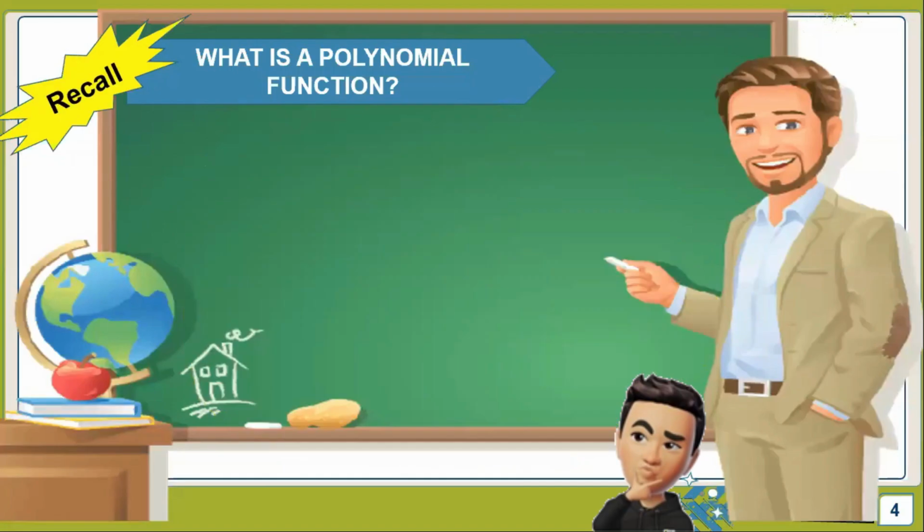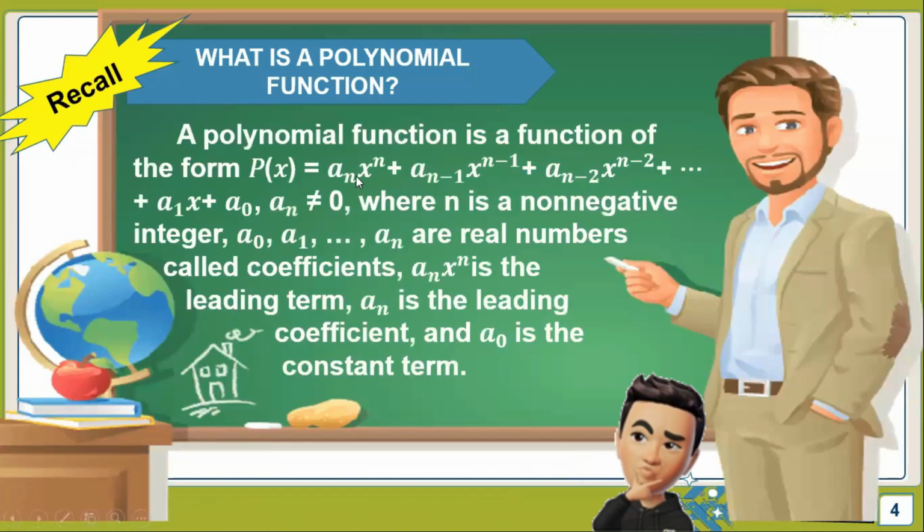Let us first recall what a polynomial function is. A polynomial function is a function of the form f of x equals a sub n x raised to n plus a sub n minus 1 x raised to n minus 1 plus a sub n minus 2 x raised to n minus 2 plus up to a sub 1 x plus a sub 0. a sub n is not equal to 0, where n is a non-negative integer, and a sub 0, a sub 1, up to a sub n are real numbers called coefficients.